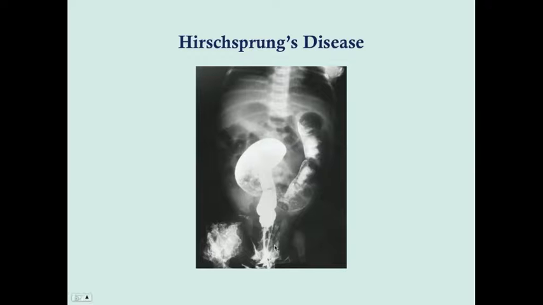So here's Hirschsprung's disease. Here you've got your abnormal aganglionic portion. This portion cannot relax, and so everything is obstructed up to there.